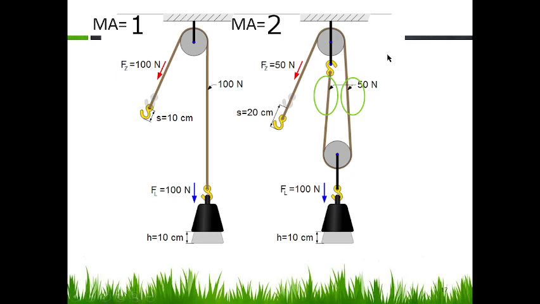In the right picture, the mechanical advantage is 2. You can see there are two ropes. The green one, I put the green circle there. There are two ropes that hold the object. It means 50 Newton and 50 Newton, like there is another person that holds the object and you divide the force. So it only needs 50 Newton to raise 100 Newton. So the mechanical advantage is 2.